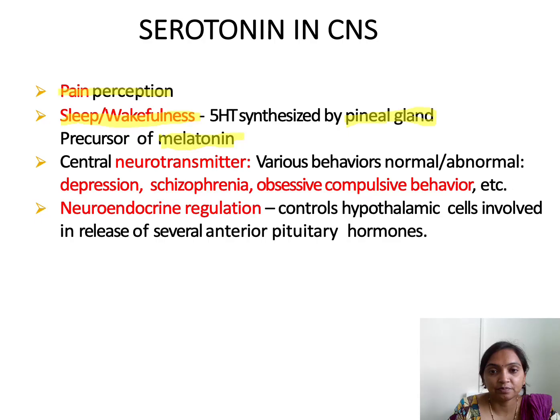That is why SSRI is one of the important classes of drugs which is used in case of depression, because in these conditions there is a decrease in the serotonin levels in the brain. And as a neuroendocrine regulator, it also plays an important role. So in these conditions also it is used.